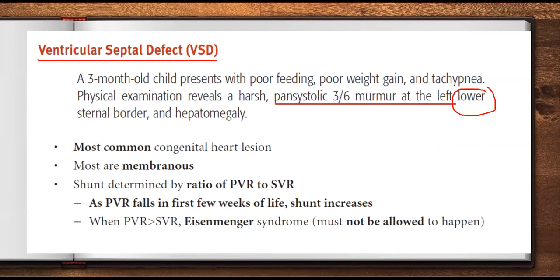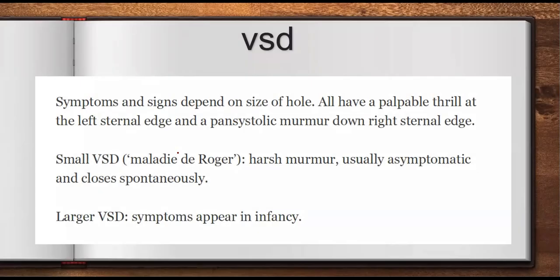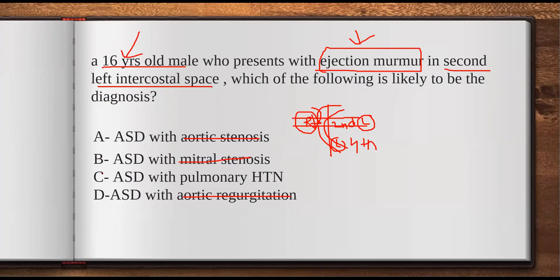In VSD, you get a pansystolic murmur at the left lower sternal border, whereas in ASD, you get an ejection systolic murmur in the upper left sternal border. So our answer will be ASD with pulmonary hypertension.